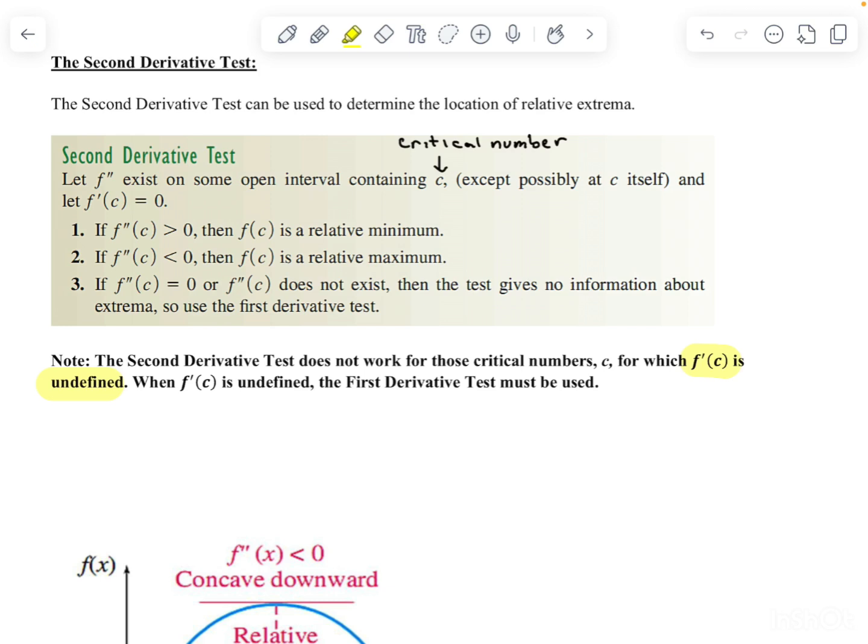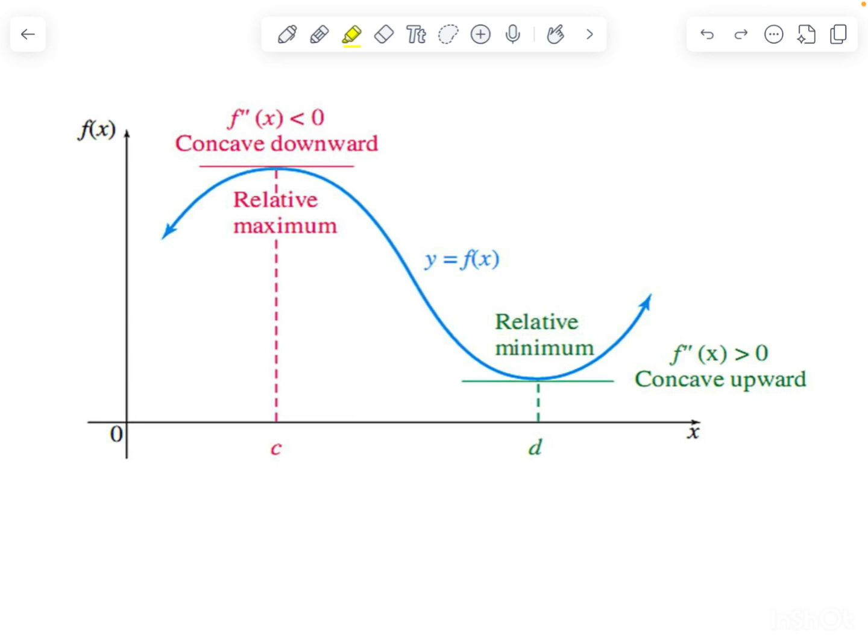Now to help you visualize what the second derivative test is saying, I'm going to show you a graph. To obtain a relative maximum, the graph of a function must increase, then decrease. This means the graph will be concave down, and the second derivative will be less than 0. In order to obtain a relative minimum, the graph must decrease, then increase. When this occurs, the graph is concave up, and the second derivative is positive.